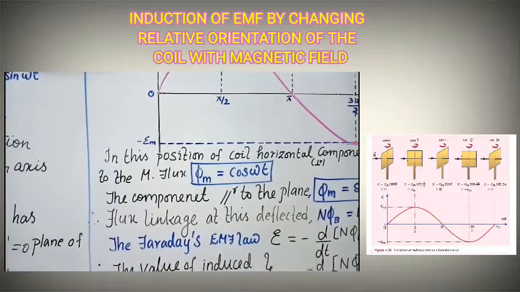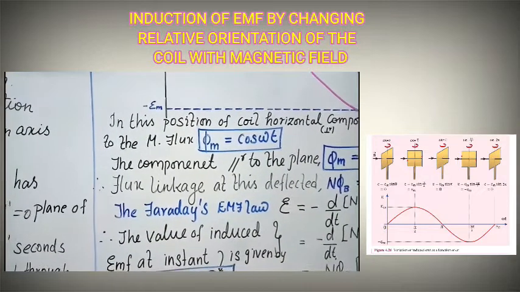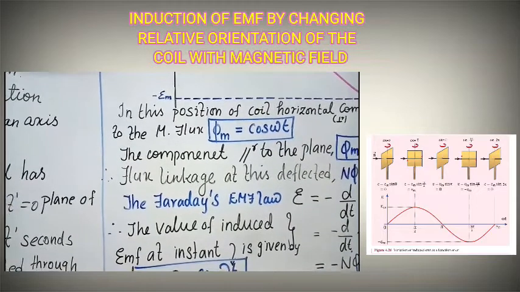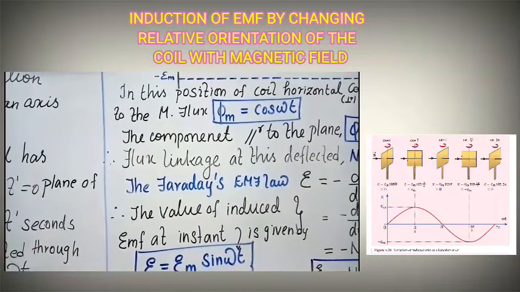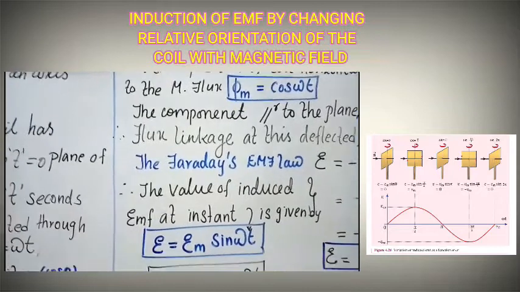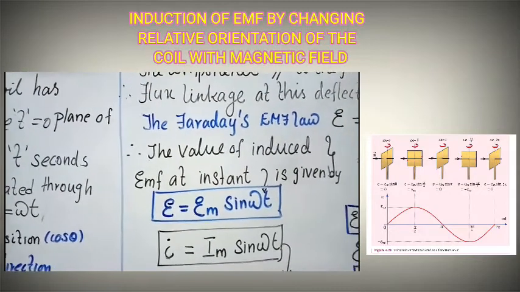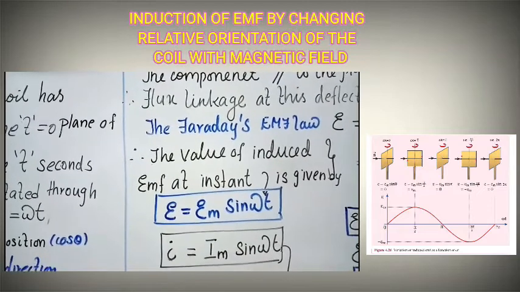When this alternating voltage is given to a closed circuit, a sinusoidally varying current flows. This current is called alternating current and is given by I equal to Im sin omega t. This is the maximum value of induced current.